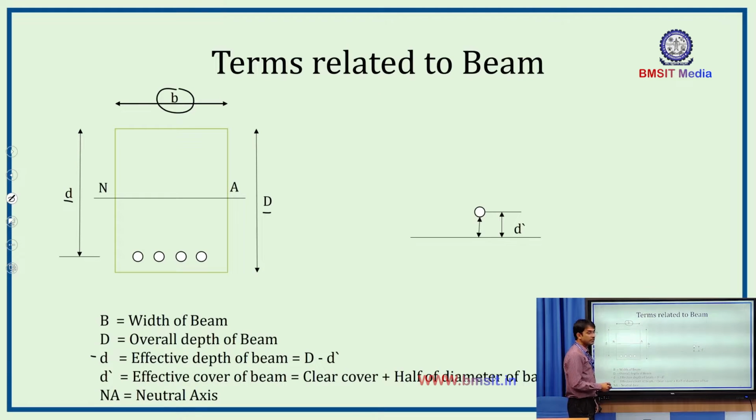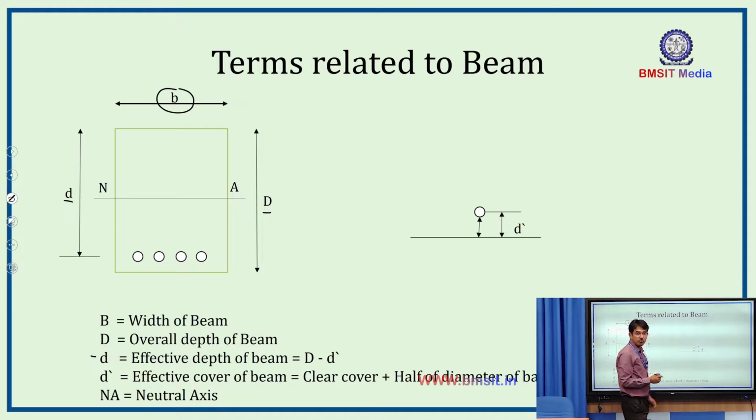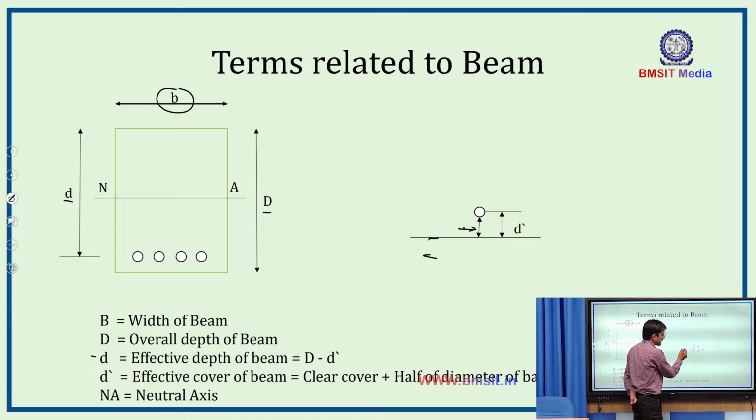How can we calculate the effective depth, and what is it? Effective depth is the distance from the compression face up to the center of the tension reinforcement, and for this we require the effective cover. How do we calculate the effective cover? If this is the bottom portion of the beam, then from here to here we have the clear cover. This is the distance from the outermost surface of the beam to the reinforcement. This is called the clear cover.